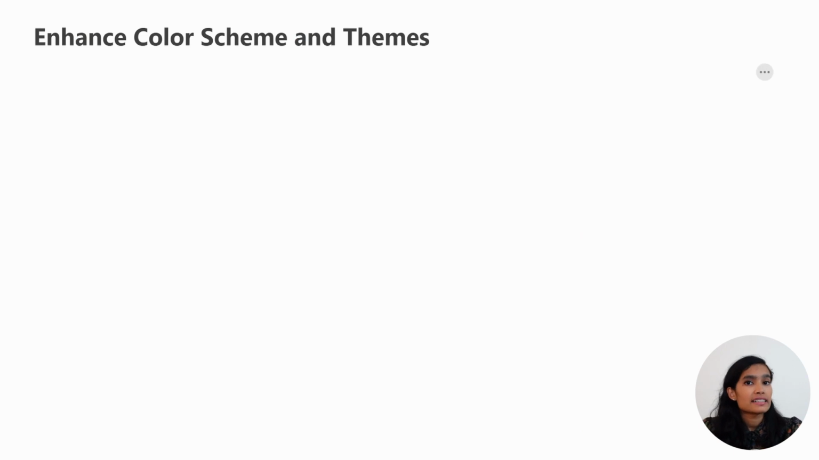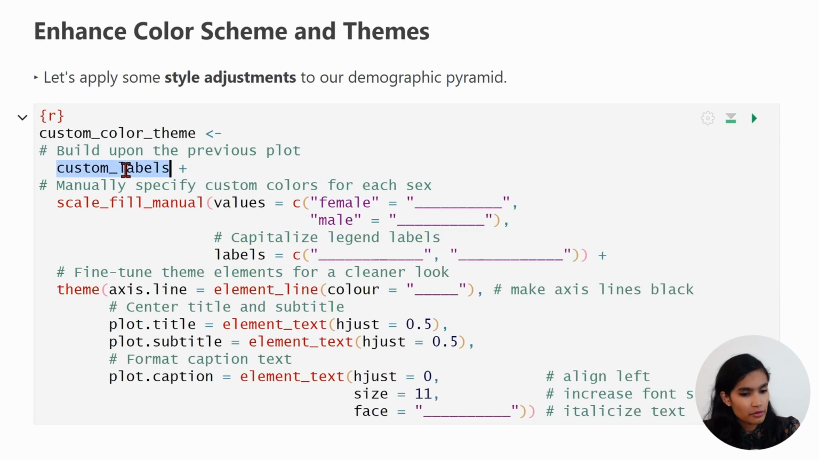And finally, it's time to make some stylistic adjustments to our plot. We're going to enhance the color scheme and theme elements of the plot, which means non-data elements of the plot. So again, we're going to build upon the previous plot, which we called custom labels, and make a new plot called custom color theme.